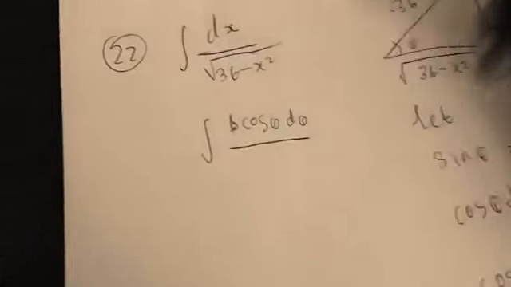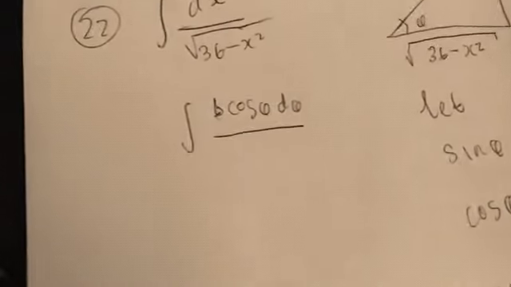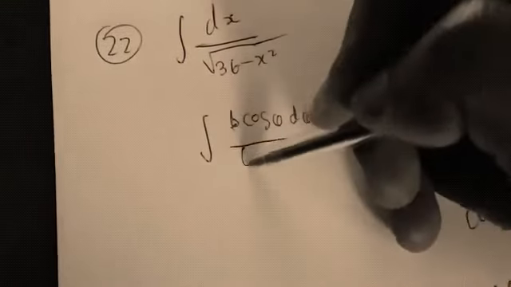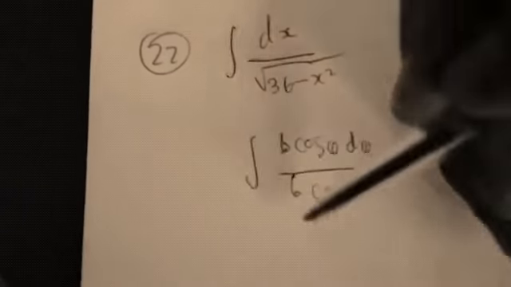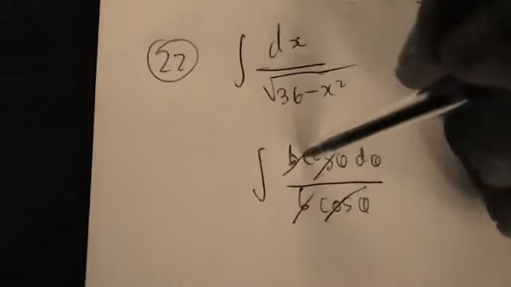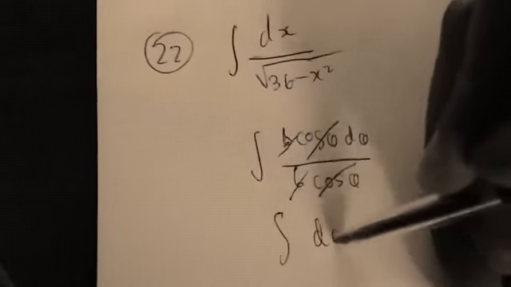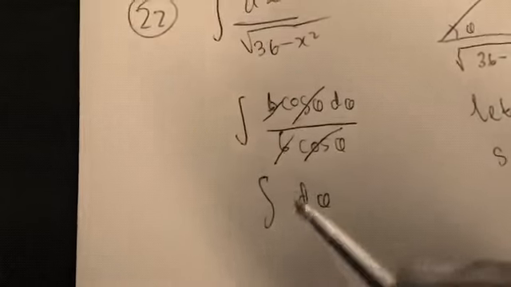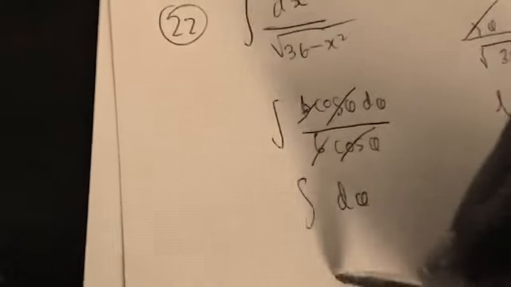And we have to substitute back for the square root of 36 minus x squared. So we also get 6 cosine of theta. And now we just divide. We just cancel these two, and essentially we get d theta, which will give us, what's the antiderivative of 1? Well, it's theta, plus c. But now, what is theta?